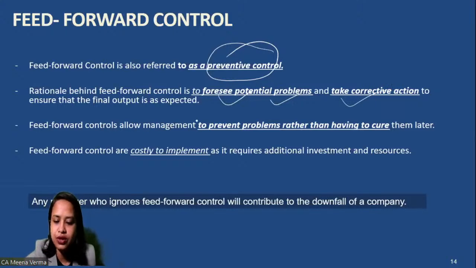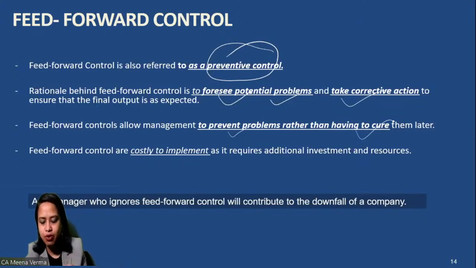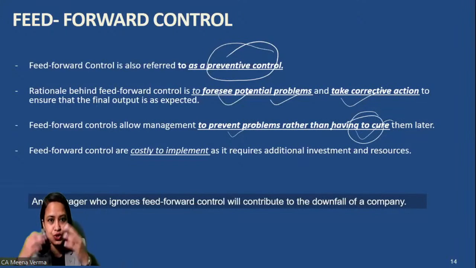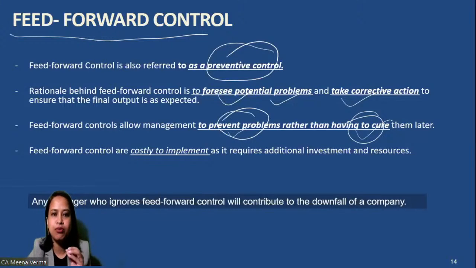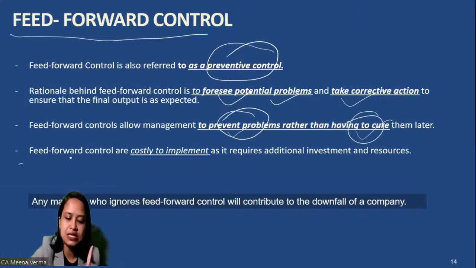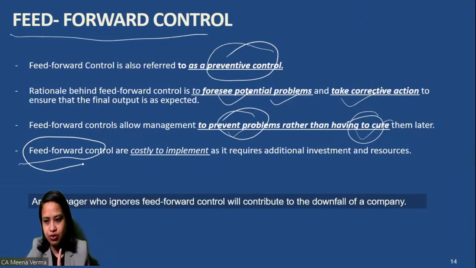Now, feed forward control allows management to prevent the problem rather than having to cure it. You are not curing the problem. Curing means the problem has actually arisen and then you are trying to find a way to remove it. But in the case of feed forward control, you are preventing the problem. You are adopting such a method so that the problem will not arise at all. You are taking such action so that no problem will arise in your organization. Okay? However, implementation of feed forward control in your business organization is a costly method.